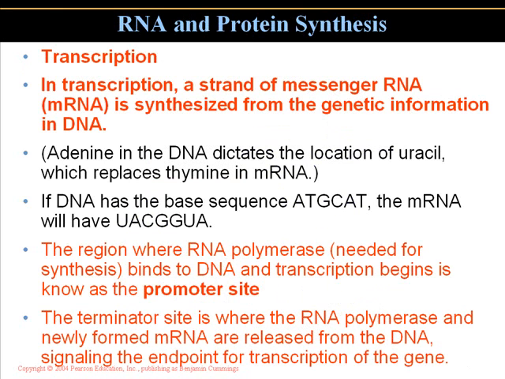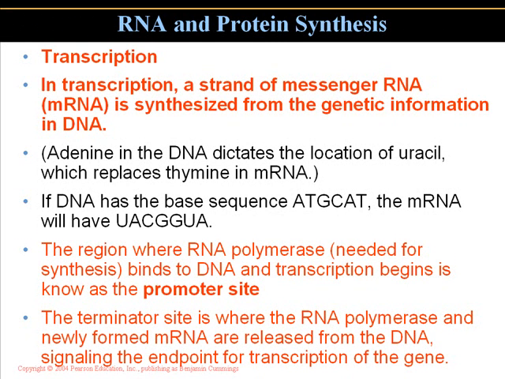Now, in the transcription process, a strand of messenger RNA is synthesized from genetic information in the DNA. Adenine in the DNA dictates the location of uracil, which replaces thymine in RNA. You're probably already familiar with that base substitution. RNA substitutes uracil.